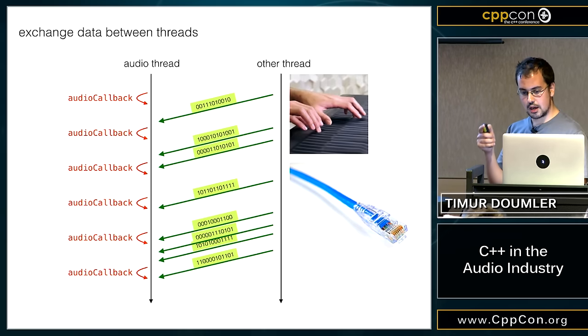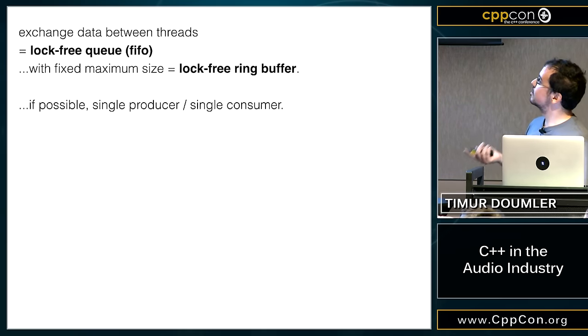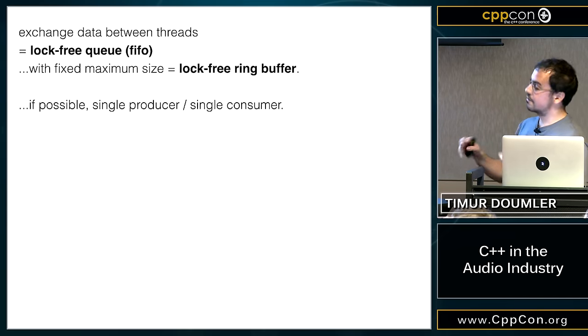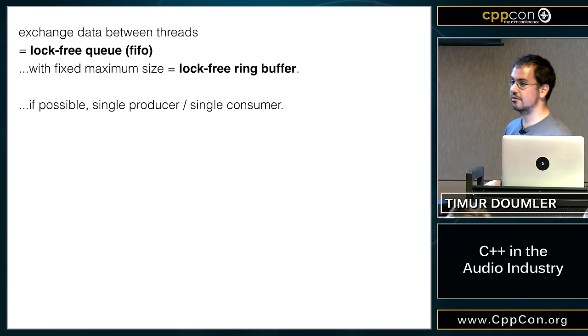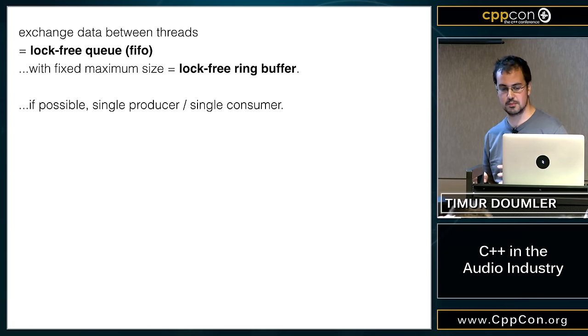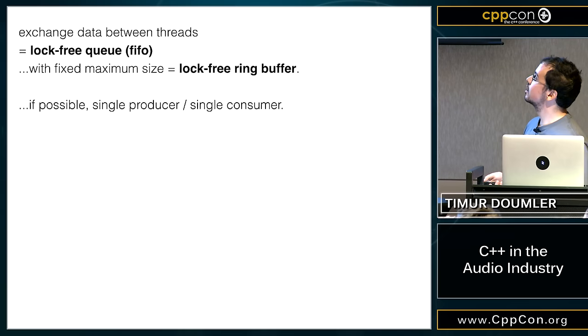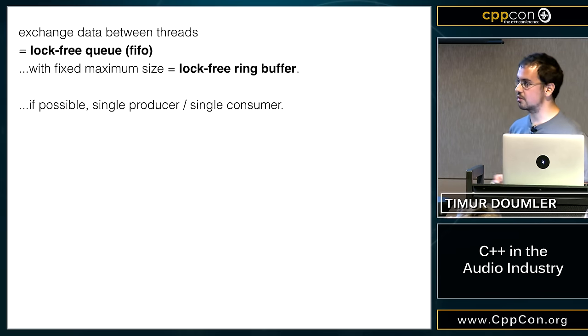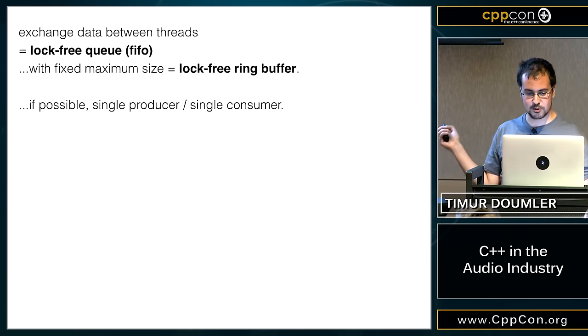So the traditional or the best way to do this in an audio context is to use a lock-free queue. And I think the lock-free queue, or the lock-free FIFO, is really the most important data structure in audio code. And if it has a fixed maximum size, then it's actually a lock-free ring buffer. And I think this is the data structure that solves many, many problems in audio code. And there are implementations of lock-free queues. There's one in JUCE, we have one. There's one in Boost lock-free. And there are many people here who know how to properly write lock-free queues, so I probably should not show this code here. It would also take a long time. You could do a whole talk just about that.